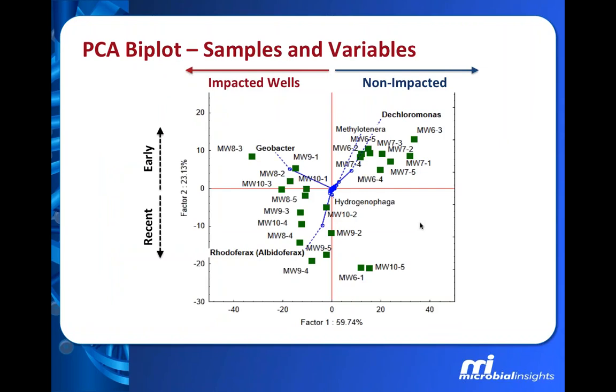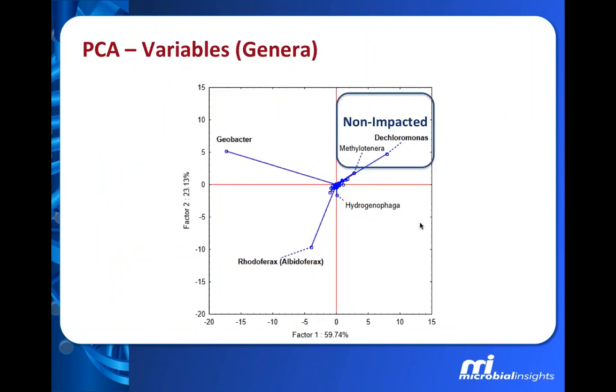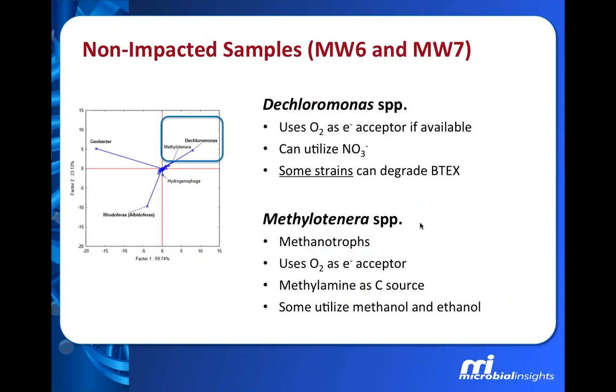So let's dive into that and try to figure out what genus level organisms are causing these differences in our samples. If we go back to our cluster of samples, the samples that are associated with our background locations had higher relative abundance of Dichloromonas and Methylotenera species than other samples. Also recall that the vectors extend in both directions. So that means they had lower abundances of Geobacter and the Albidoferax, and we'll talk about these more in just a moment.